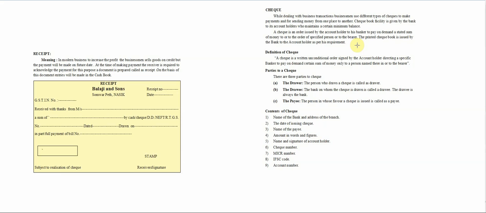Student. Topic number 3, journal, lecture number 7.